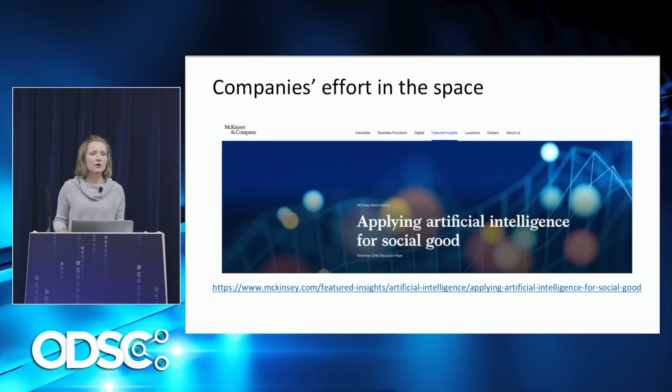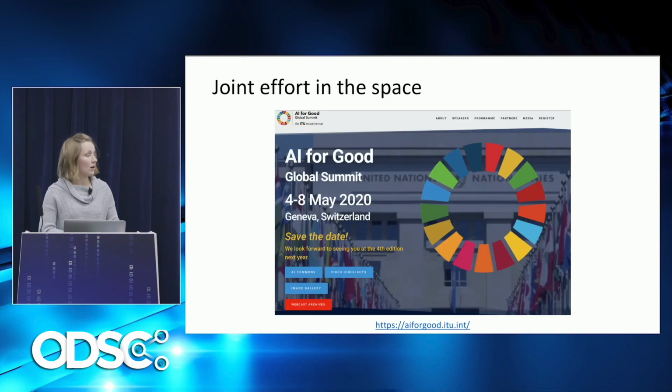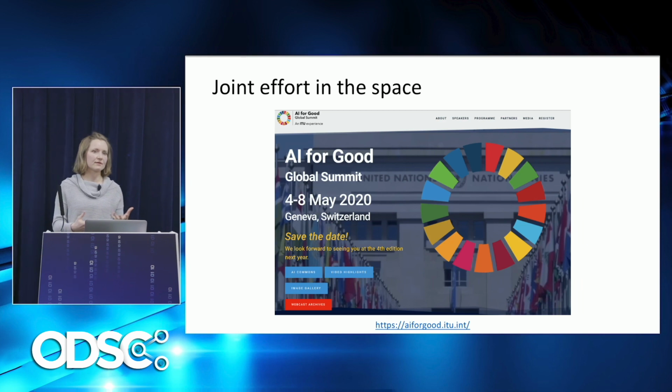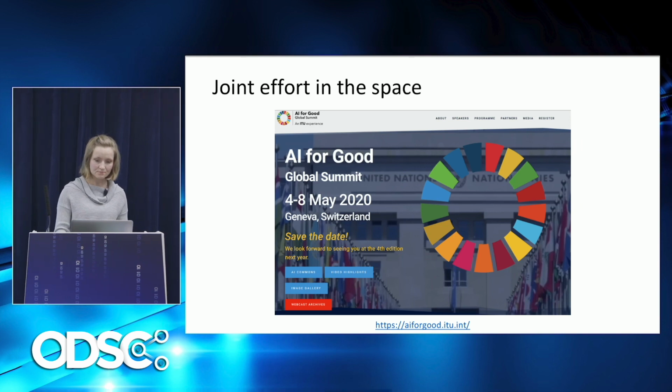And also just to show how much interest there is in industry, McKinsey, for example, already has a report on how we can apply artificial intelligence for social good. Also, there is a joint effort in the space. Each year in Geneva, there is the AI for Good Global Summit, where policymakers, academics and industry join together and discuss the best ways we can tackle these problems.